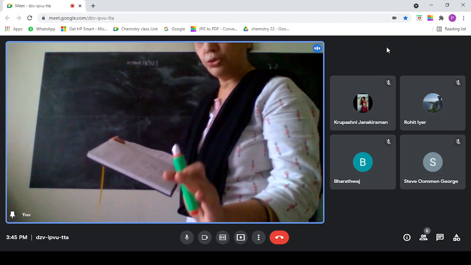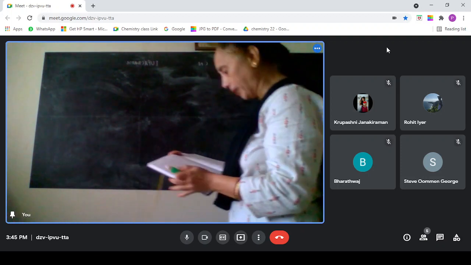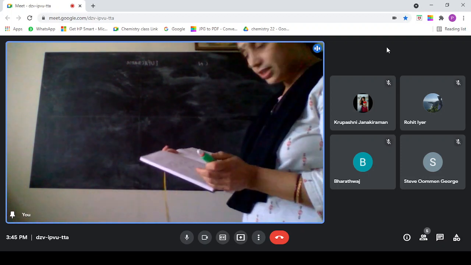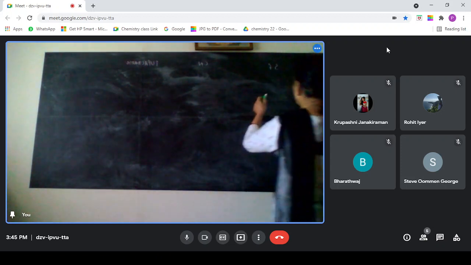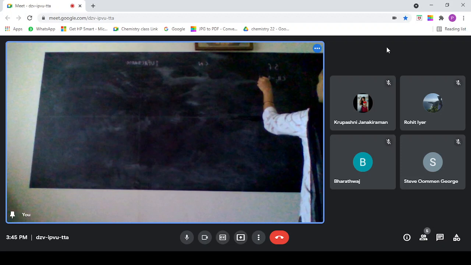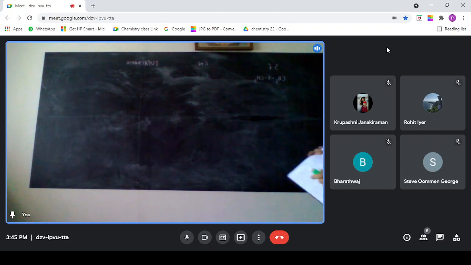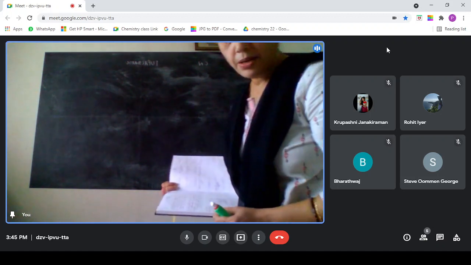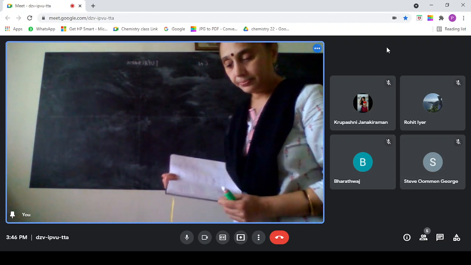Now we are going to do the exercises. Then only you will understand it better. First we'll start with Krupa. Krupa will get the easiest first. CH3OCH3. Krupa, tell me the common name and IUPAC name.